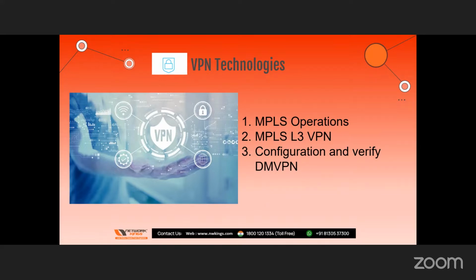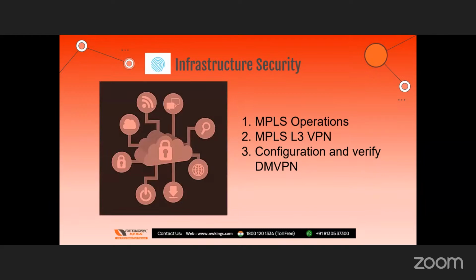Here in DMVPN, you will have spoke-to-spoke technologies and dynamic neighboring. There are a lot of advanced configurations you can do. If one hub goes down, you can fail over directly to the second hub by using some Cisco scripts. That you will also be learning here. So the next topic is about infrastructure security.